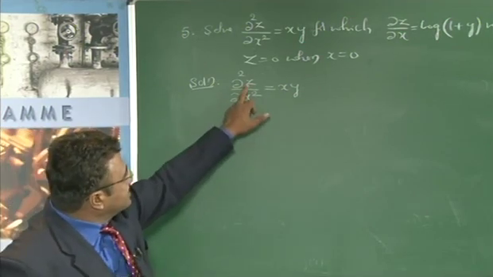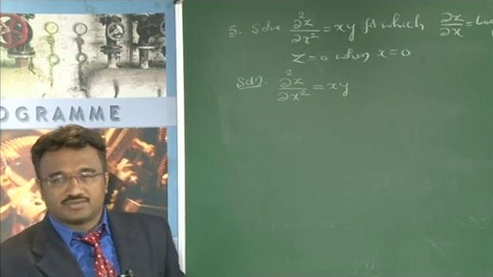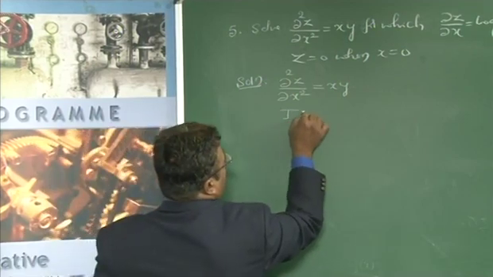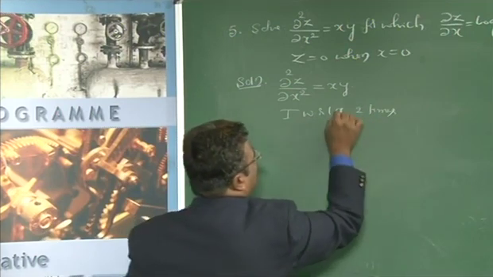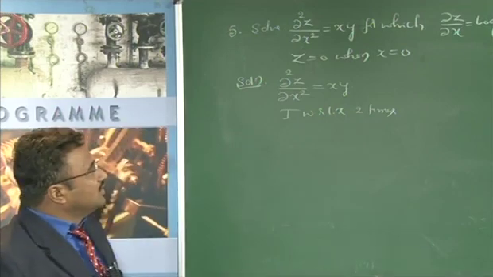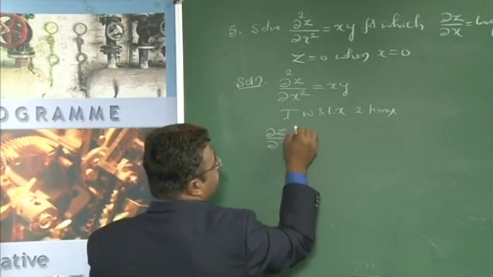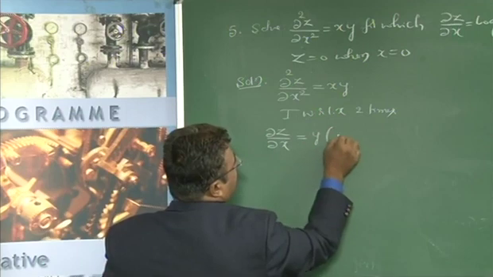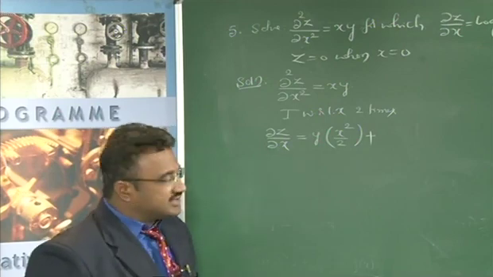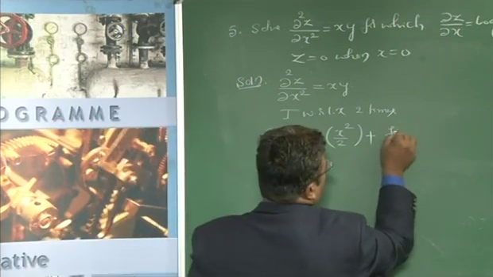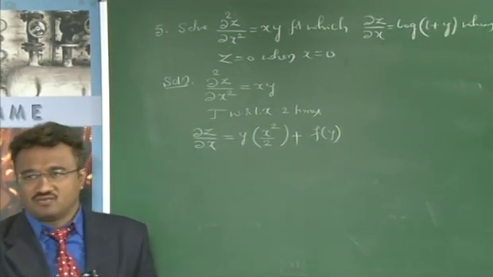Now here again I am going to extract the value of z by integrating that particular term 2 times. Now I am going to integrate with respect to x twice. If I do it with respect to x first, we get ∂z/∂x equal to, y is a constant, x²/2 y plus some integration constant in terms of another variable, which we simply call f(y), whatever you can call the variable depending on your convenience.